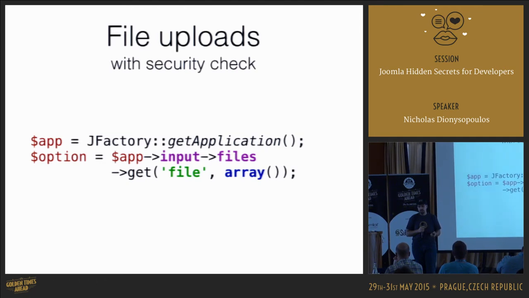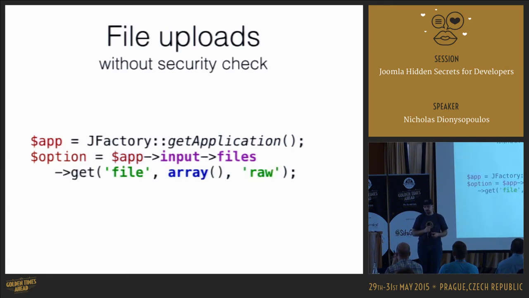If for any reason you don't want to do that, for example, you want to upload a zip file containing PHP code, then you will have to modify your call a little bit and tell it to get the name of your uploaded file, and the third parameter should be raw, which means disable upload checks. But do not do that always. Only do that when you do have a very specific reason.